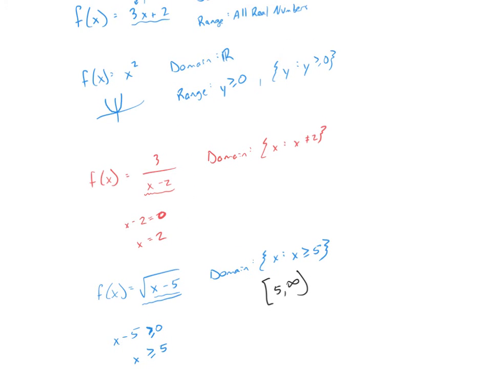Let me add the interval notation up here. Whoa, that was bad. Square bracket 0, comma, infinity. For this one, for a not equal to, we need to use 2 sets of intervals. It's negative infinity, comma, 2, and then a union 2, comma, infinity.